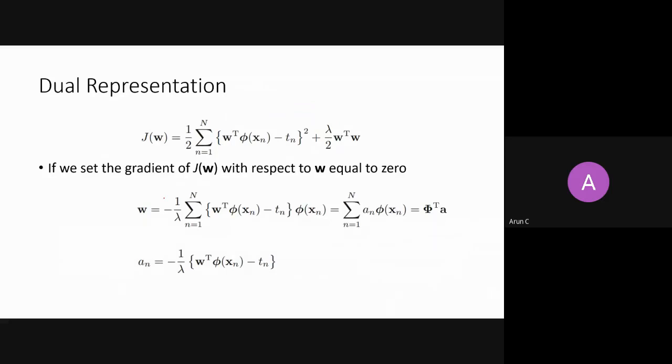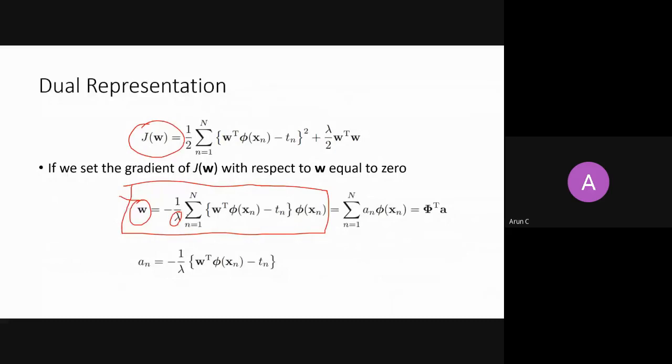So let's see what the dual representation is. This is the error function for linear regression. It is a regularized error function. We have discussed it in detail in our previous classes, so I don't need to go into this. Then we take the gradient of this error function and set it equal to 0. When I do that, this is what we get. On one side we take w, and on the other side we take lambda. Now you put this w.